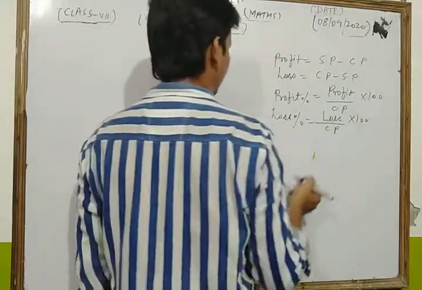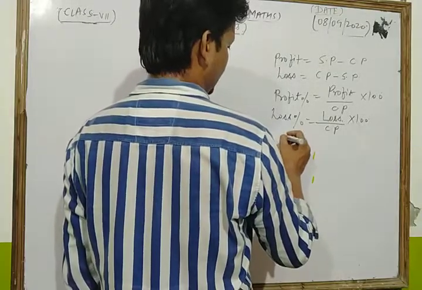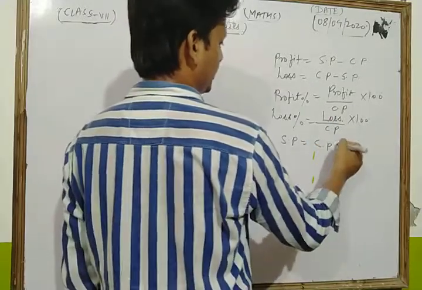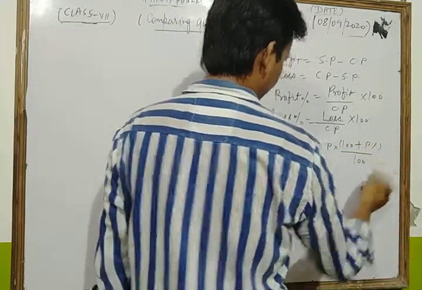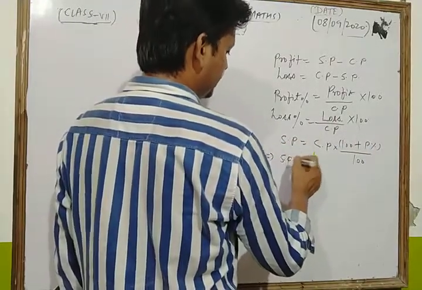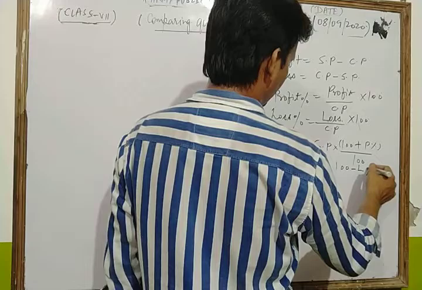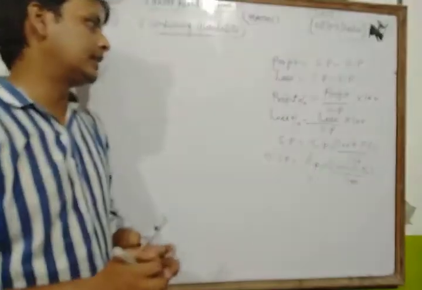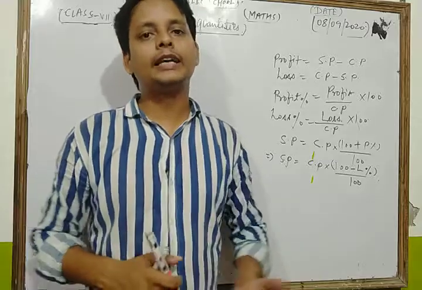Dear students, we also discussed the formula of the selling price when the cost price and the profit percent are given: selling price is equal to cost price into (100 plus profit percent) upon 100. If the loss percent is given, in that condition the formula for the selling price is equal to cost price into (100 minus loss percent) by 100. Dear students, these are the basic formulas for questions based on buying and selling.